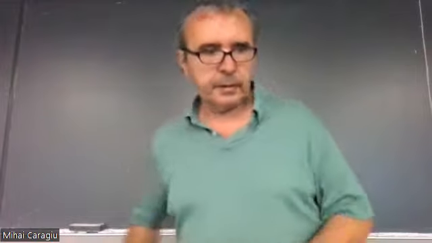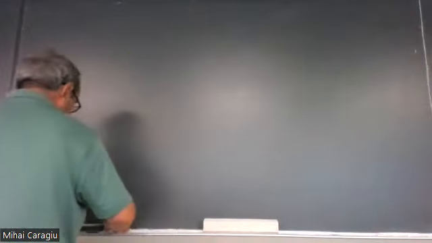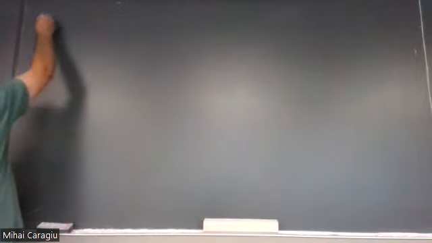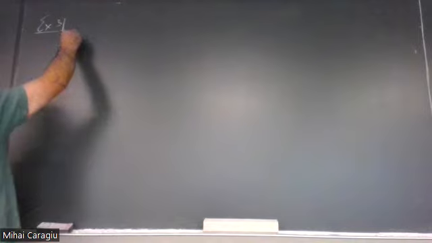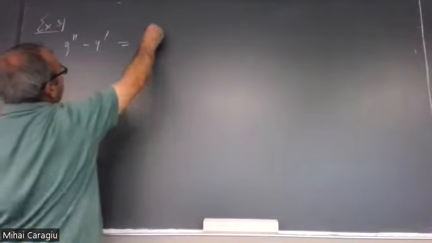Let's take a random selection of other things. Example 3. Let's see, y second minus y prime equals x squared. How to solve this problem?